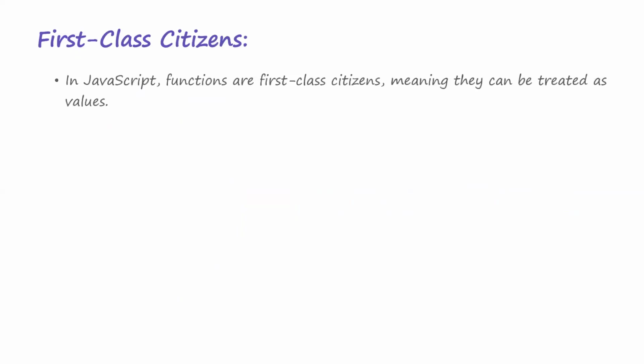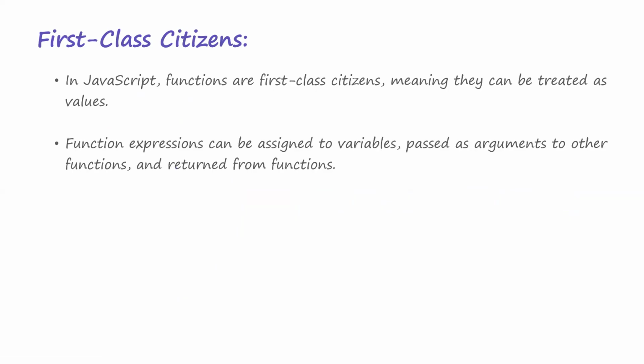Okay, so in JavaScript, functions are first-class citizens, meaning they can be treated as values. So a function can be treated as a value. All right. Functions are treated like every other data type that you know. So you can use them as values. Okay. They are also evaluated like other ones. So function expressions can be assigned to variables. They can be passed as arguments to other functions, and they can also be returned from functions.